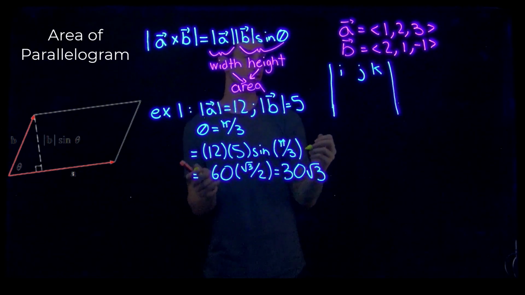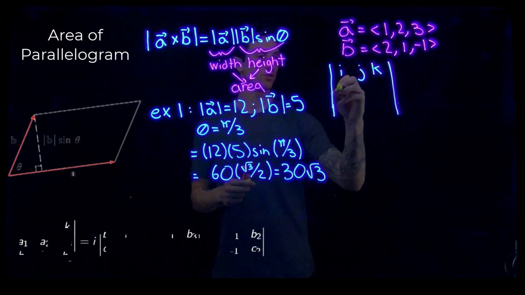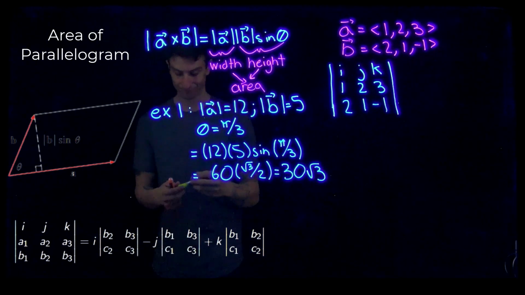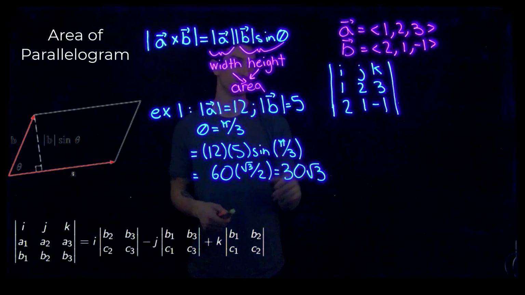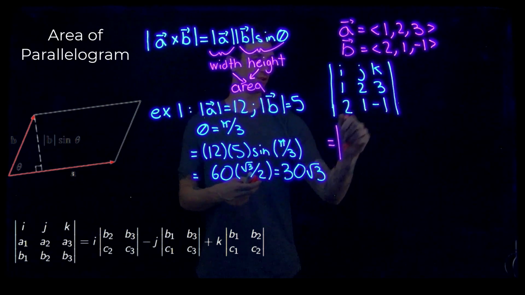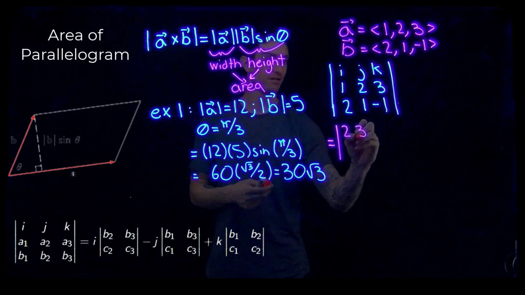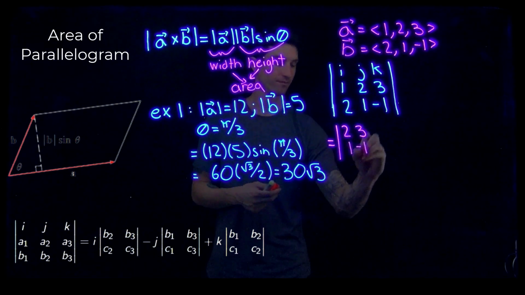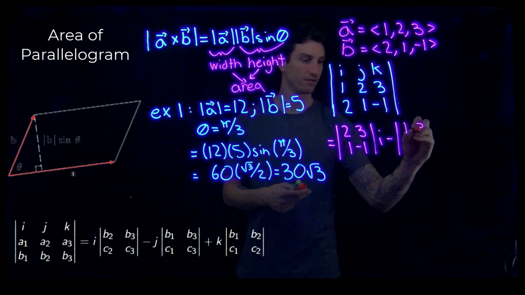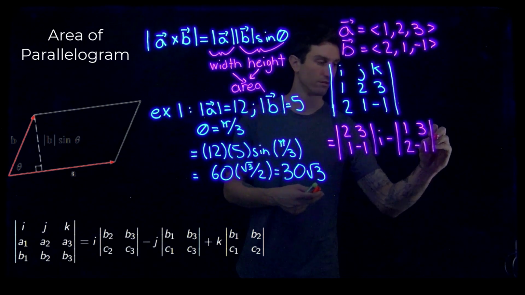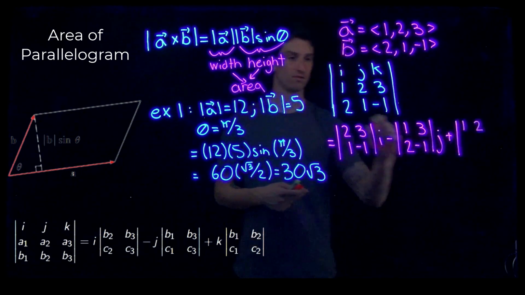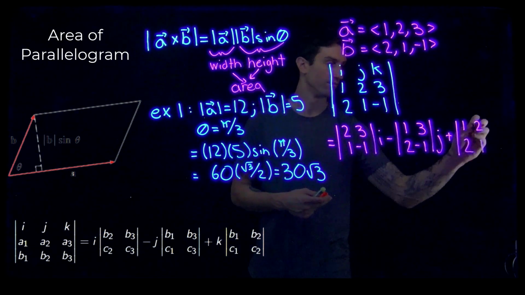And again, the better we are with 2 by 2 determinants, the easier this will be. So 1, 2, 3. 2, 1, negative 1. So if I want to just find the first component of this vector, I block out my first column i, and I'm left with 2 and 3, 1, negative 1. I minus, now I block out j, 1, 3, 2, negative 1, and now I block out k, 1, 2, 2, 1. Okay.